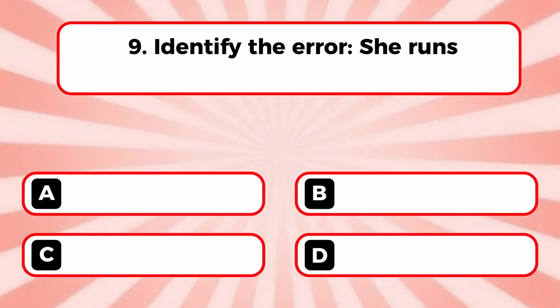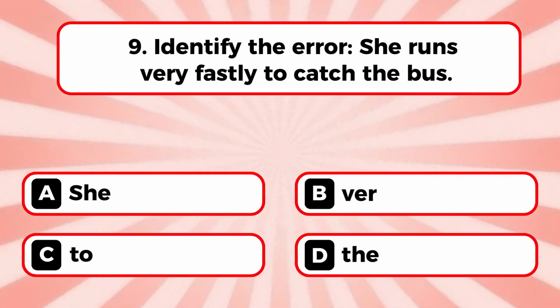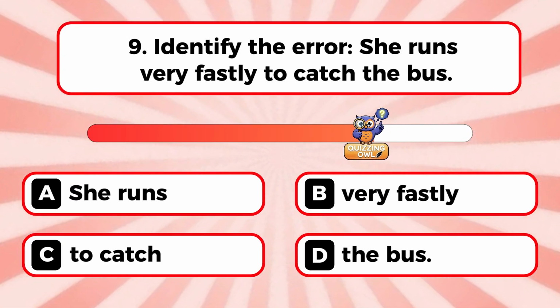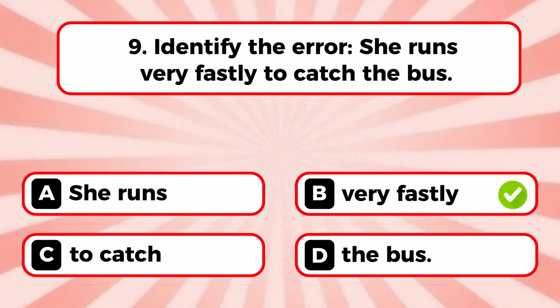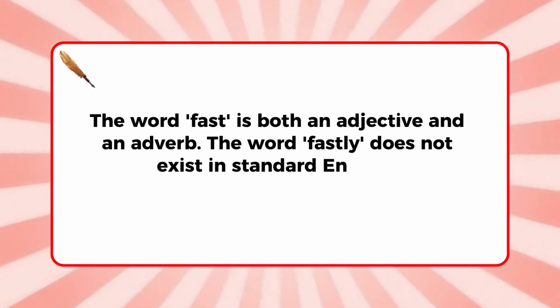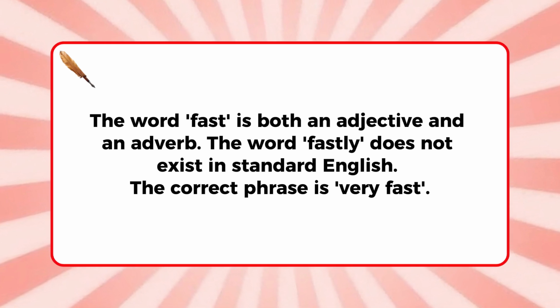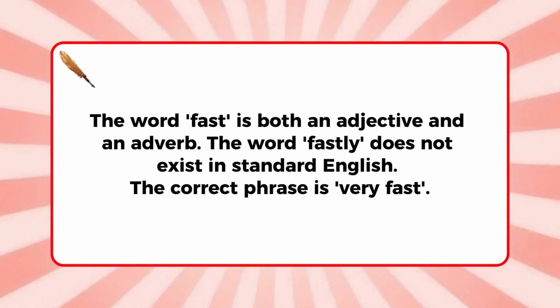9. Identify the error. She runs very fastly to catch the bus. The word fast is both an adjective and an adverb. The word fastly does not exist in standard English. The correct phrase is very fast.